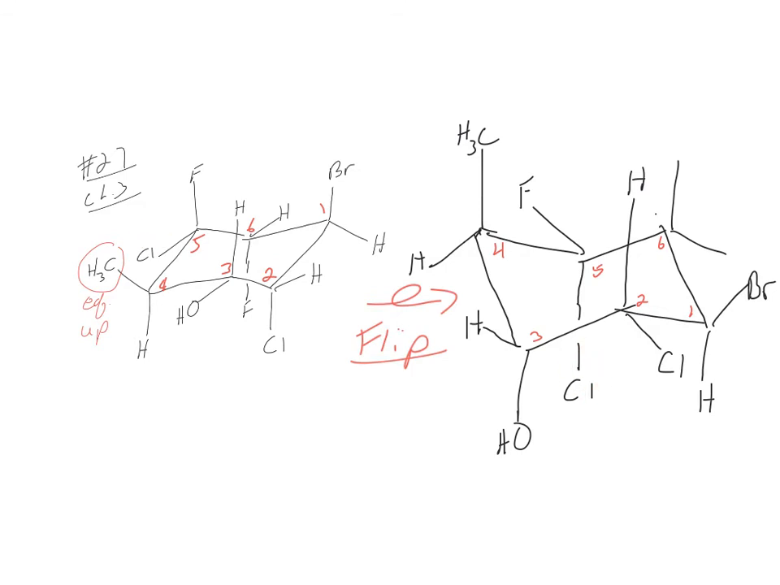For 6, the H was up, and the fluorine was down.